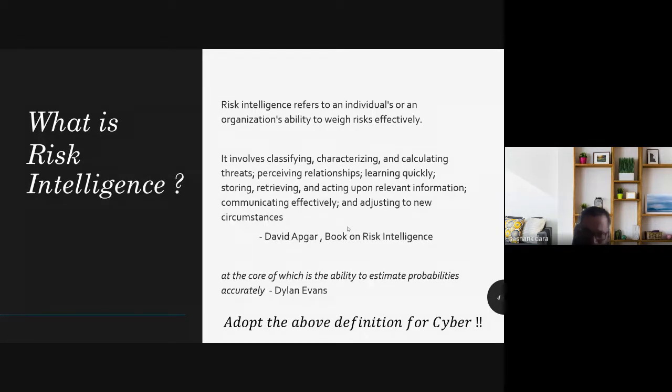So it involves classifying, characterizing, and calculating threats. It's very important to understand this: classifying, characterizing, and calculating threats; perceiving the relationships, learning quickly, storing, retrieving, and acting upon this relevant information. The whole point of generating this risk intelligence is that it should help us calculate the risk, calculate the threat, understand its relationships within the organization, and it should help us quickly make decisions so that we can adjust to these new circumstances.